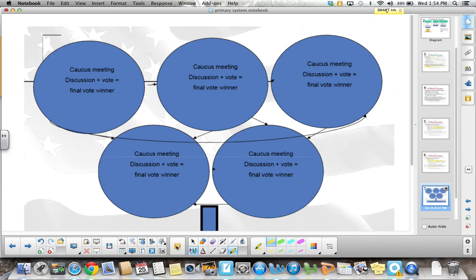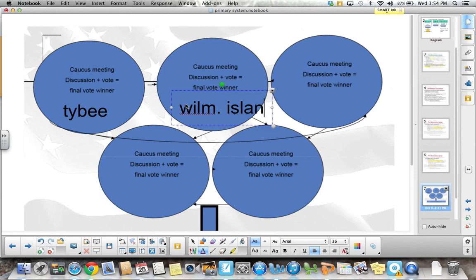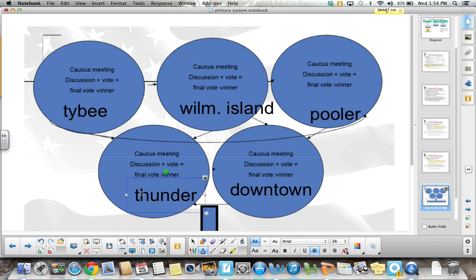So what you see here is the different meetings that are held. Imagine this is a Savannah caucus. And in Savannah, we have different neighborhoods, right? We'll call this neighborhood Tybee. We'll call this neighborhood Wilmington Island. We'll call this neighborhood Pooler. We'll call this neighborhood Historic Downtown. And one more neighborhood in Savannah, Thunderbolt.